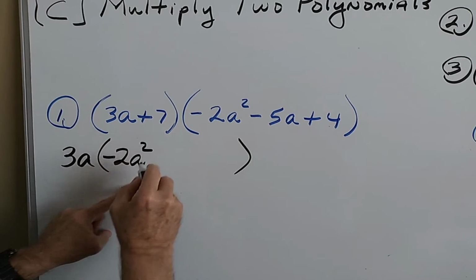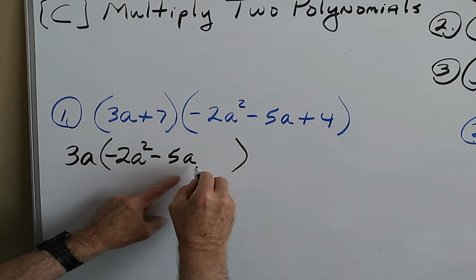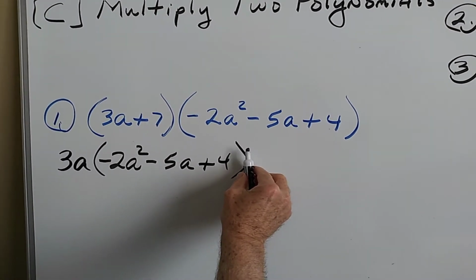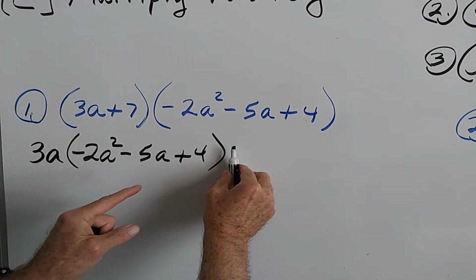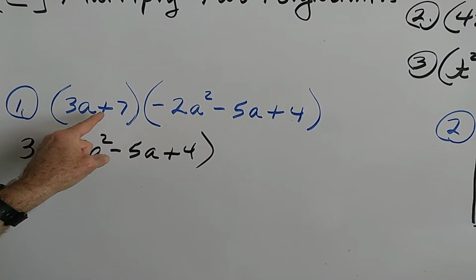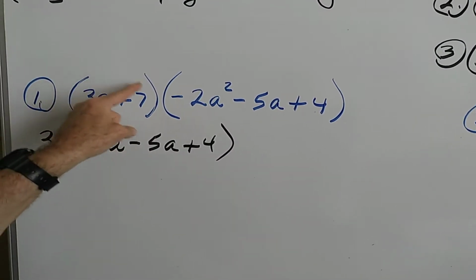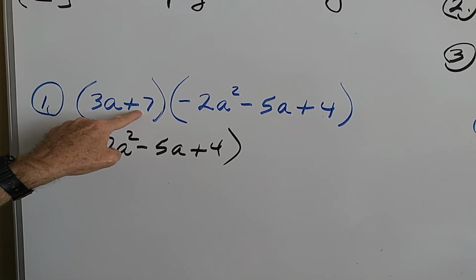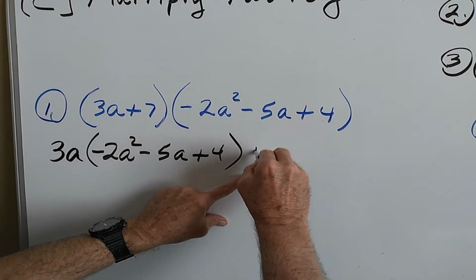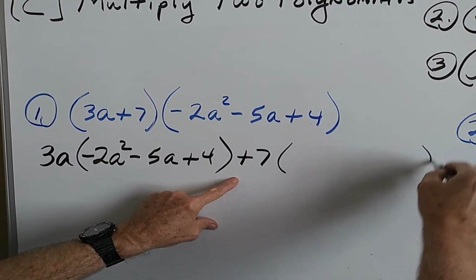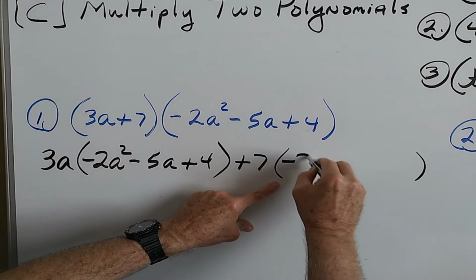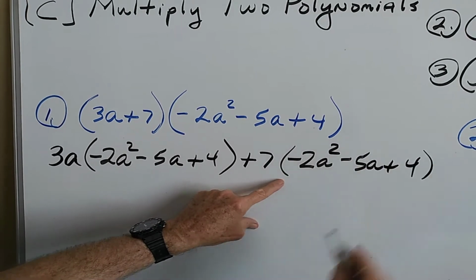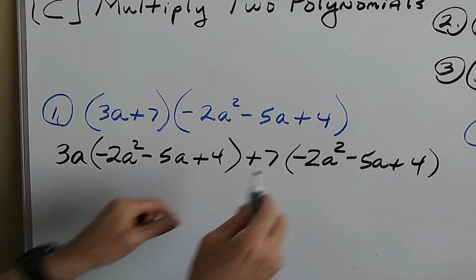Negative 2a squared, negative 5a, positive 4. And then immediately after this parenthesis right here, we're going to bring in the second term of this distributor. The first term was 3a. We set it up. The second term is positive 7. You bring down that positive 7, and that as well is going to get distributed over the negative 2a squared, negative 5a plus 4.